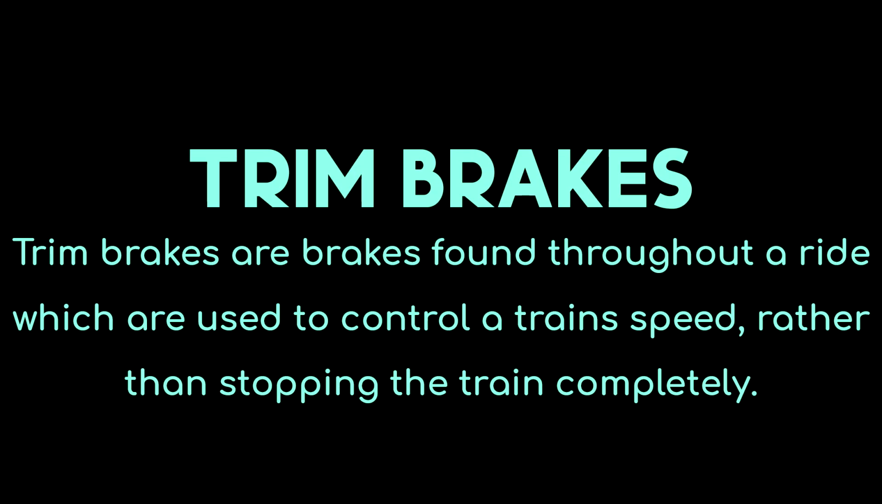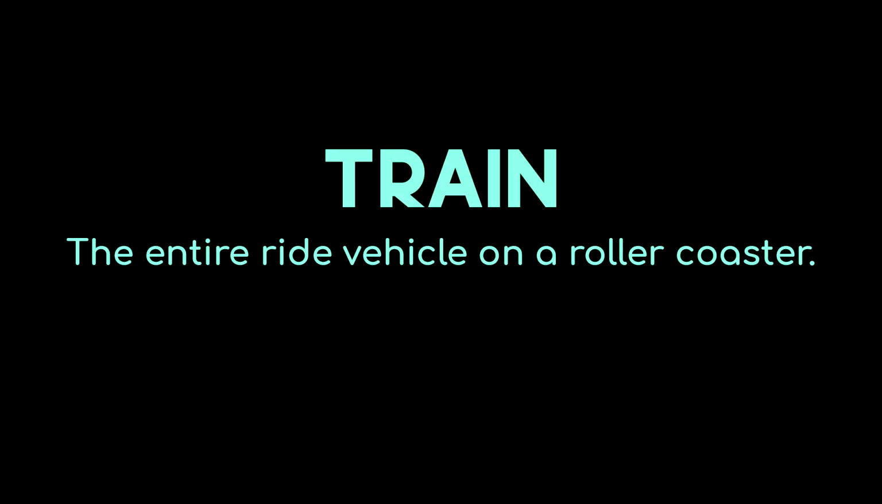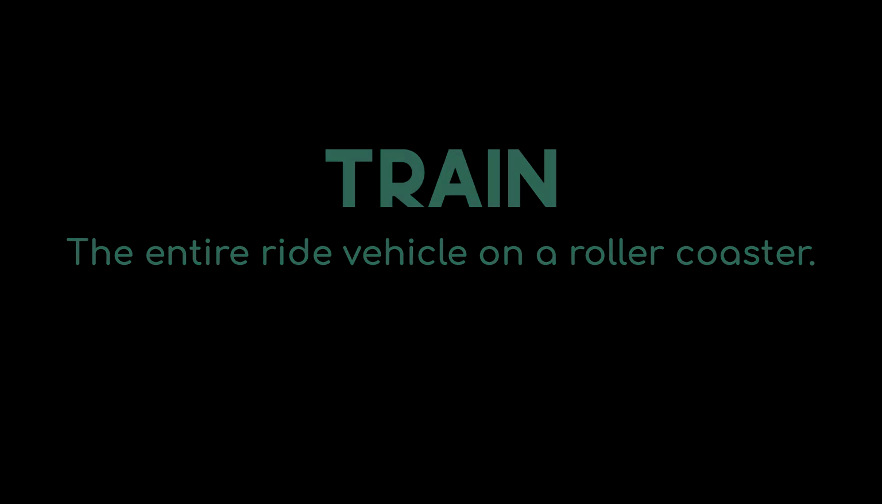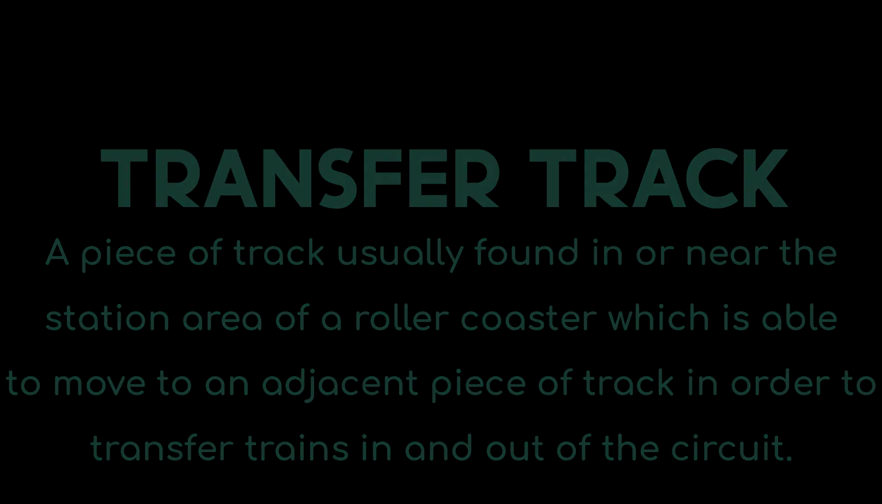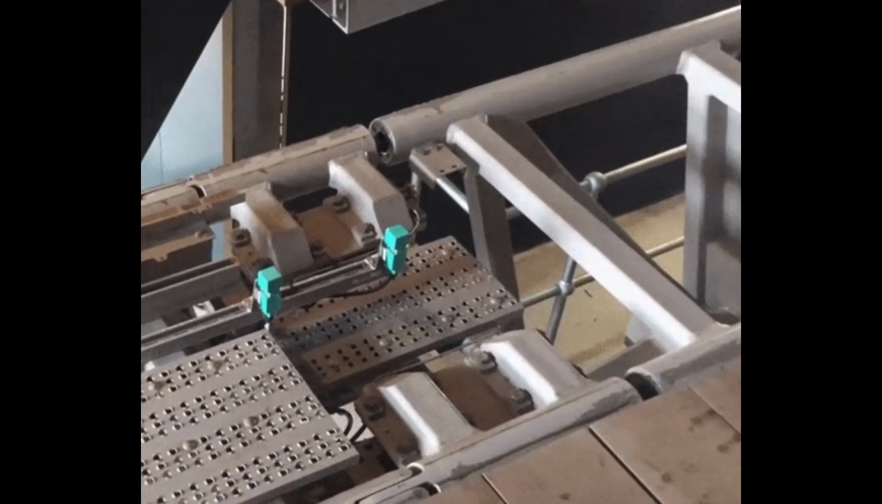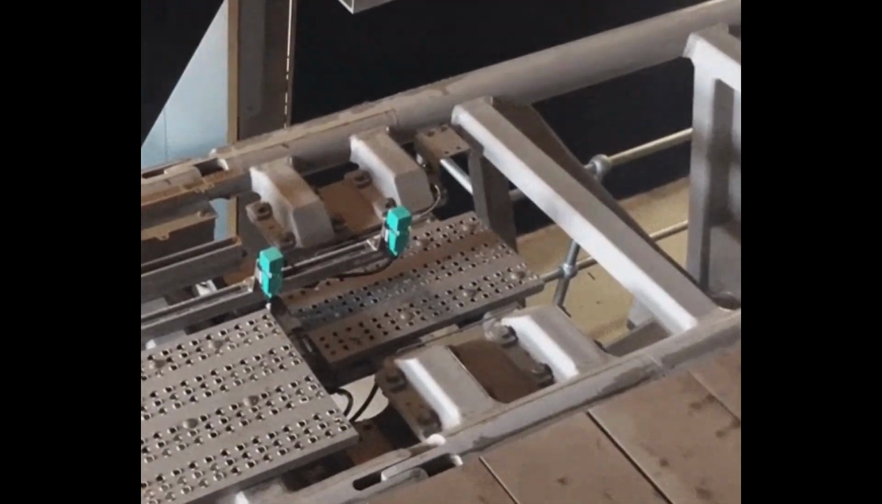Trim brakes. Trim brakes are brakes found throughout a ride which are used to control the train's speed rather than stopping the train completely. Train, the entire ride vehicle on a roller coaster. Trains usually consist of multiple cars and are connected to form the train. Transfer track, a piece of track usually found in or near the station area of a roller coaster which is able to move to an adjacent piece of track in order to transfer trains in and out of the circuit.